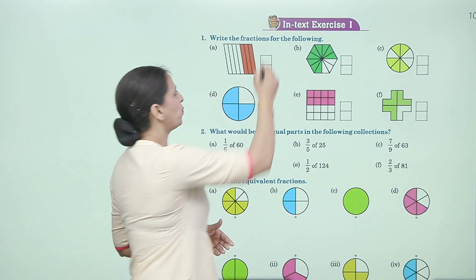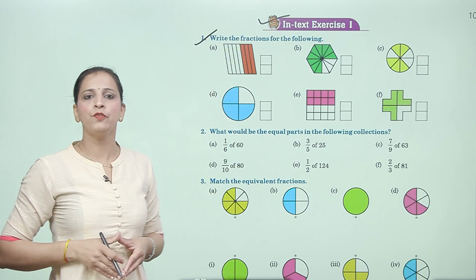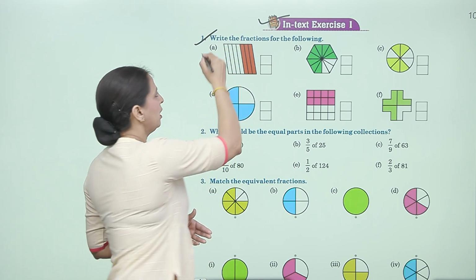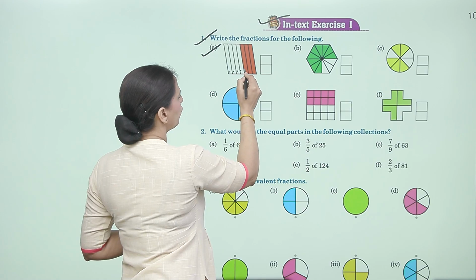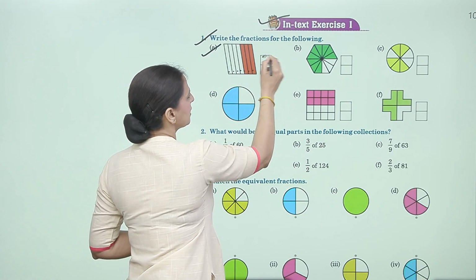Now, in text exercise 1, question number 1, write the fractions for the following. A part. Now, total parts 1, 2, 3, 4, 5, 6, 7. 7 total parts and 3 are colored.